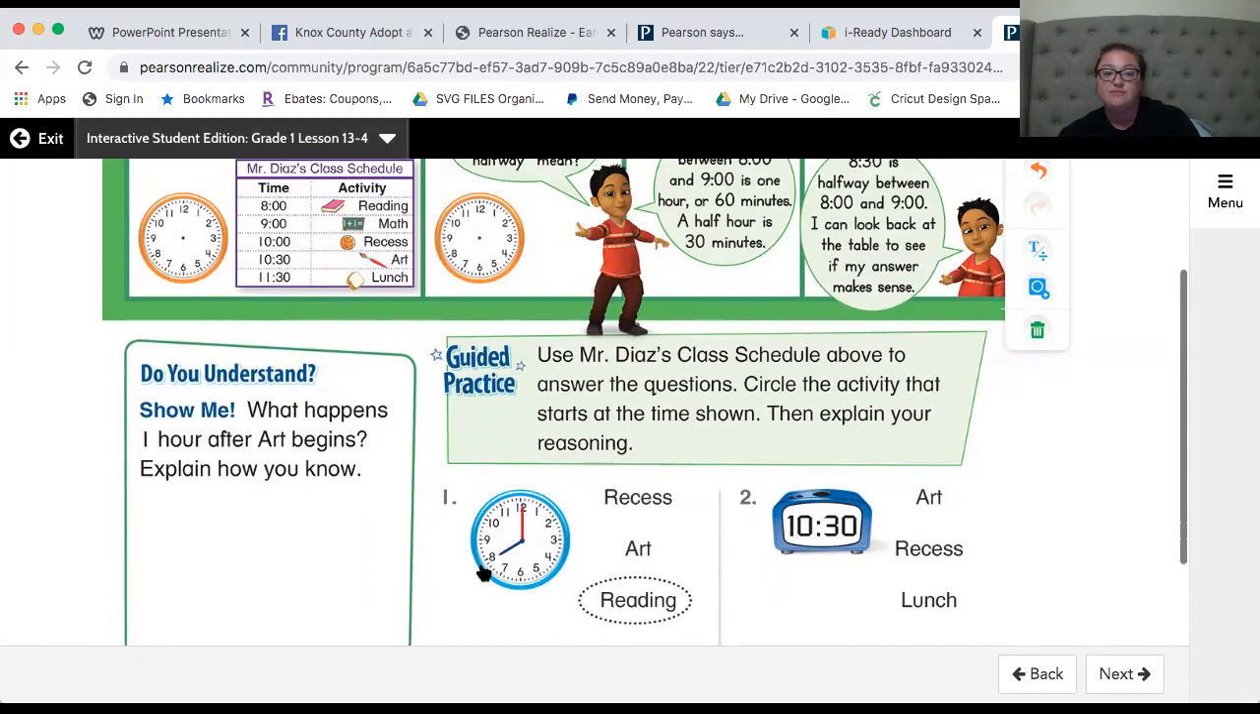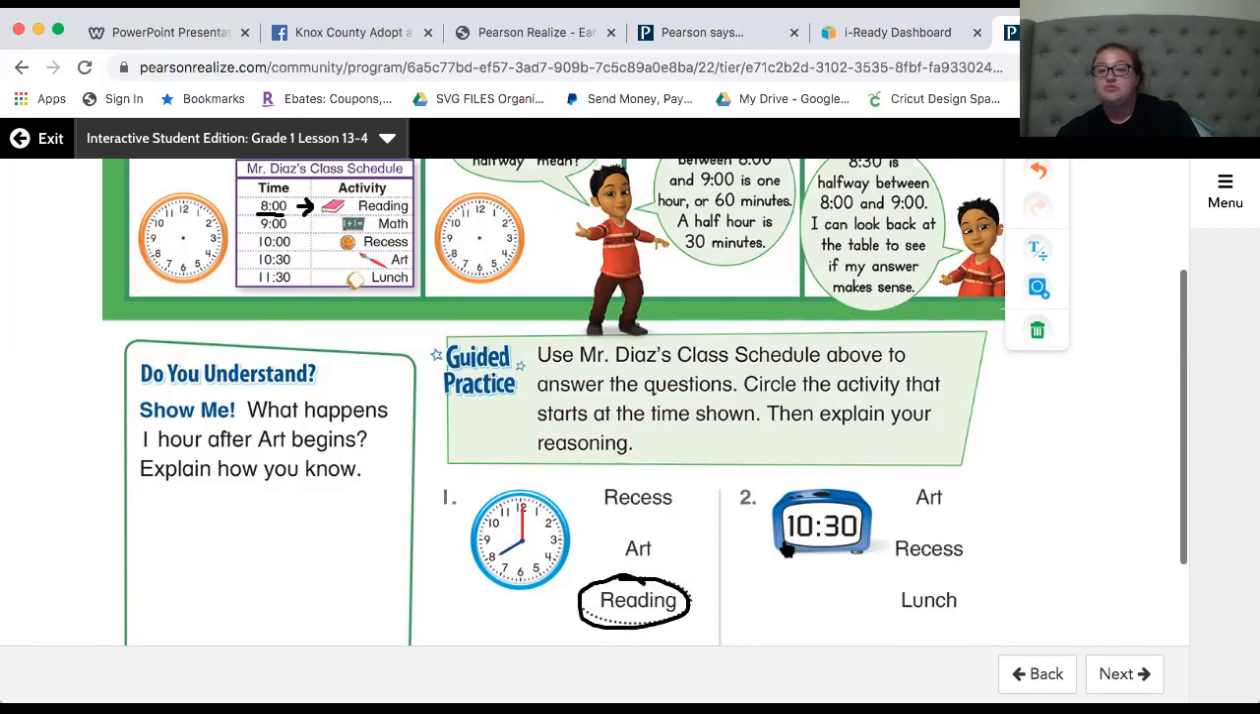For number 1, first we have to see what time it is. The hour hand points to the 8 and the minute hand points to the 12. That means 8 o'clock. If we look up here at the digital times, 8 o'clock tells us that the activity going on is reading. As you can see, they've already circled the reading because this is the example problem. I did it for you.